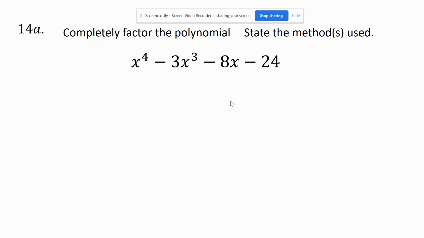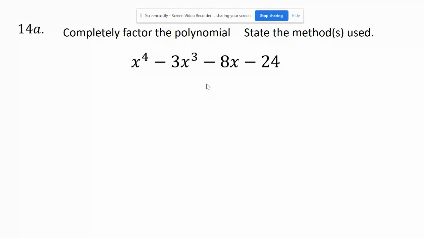Factor this polynomial completely and state the method or methods used. And I can tell you these last ones are all going to have more than one particular method on it. So let's look at what we have here. I have a 4-term, oh wait a minute, actually a 5-term, because there's not an x squared, but I don't think if I use one method, that won't be a problem.